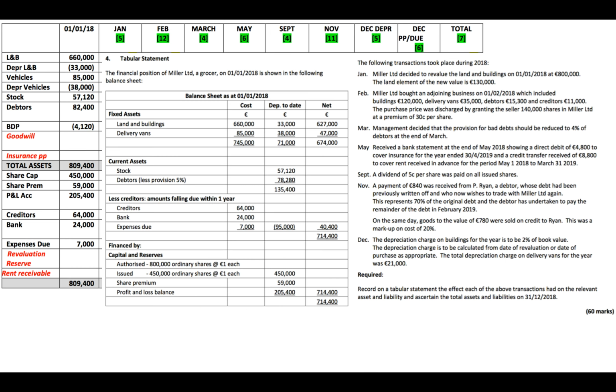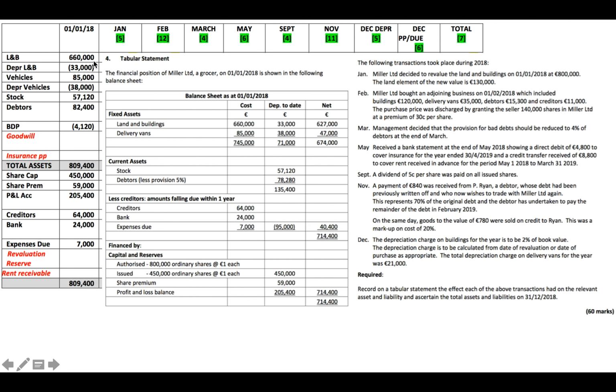So step one is to lay out the tabular statement. So what you're going to do is you're going to list all of the assets up here and you're going to list all of the liabilities down here. So here's your list of assets and here's your list of liabilities. You're going to put in the amounts into the first column here, the 1st of the 1st, 2018.